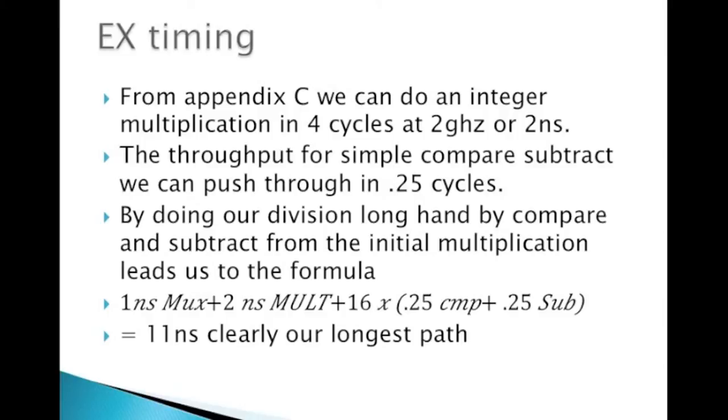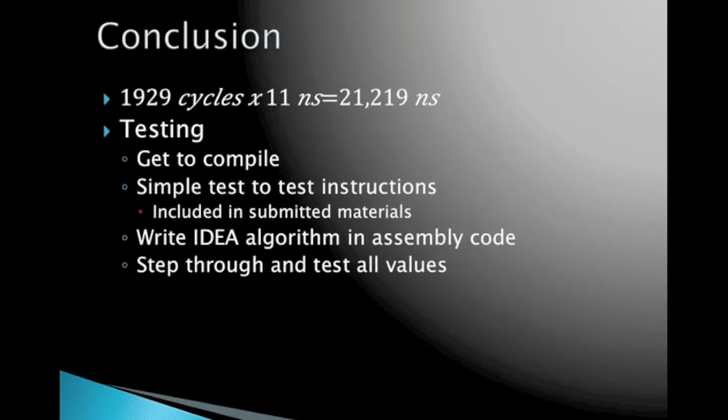So we add up our introduction into the execute stage, we do our multiply, and then we have possibly 16 different compare and subtract stages because we're doing our modulo multiplication by hand. This definitely gives us our longest stage of 11 nanoseconds. We can then multiply that by our cycles, and we find that we can execute our 1024 bits of data in 21,218 nanoseconds. This allows us to go to our testing.